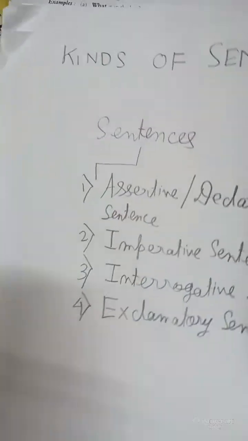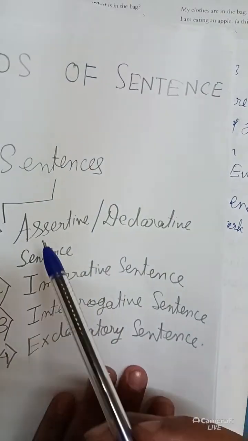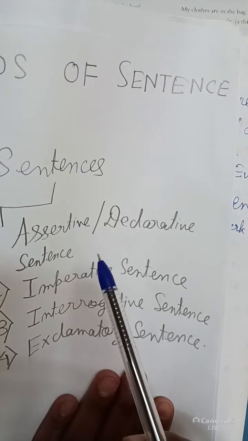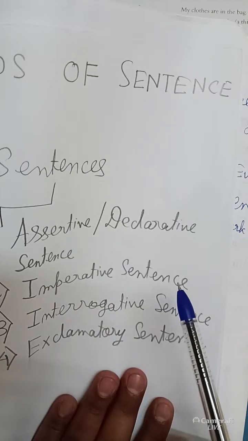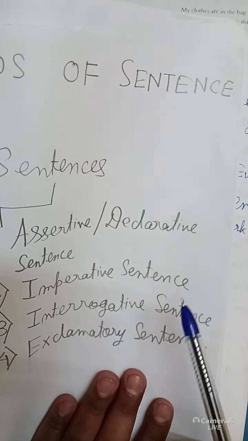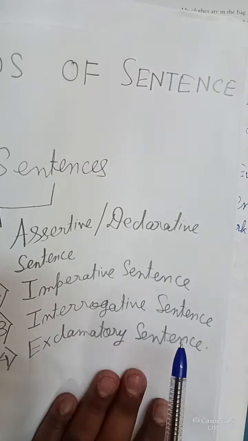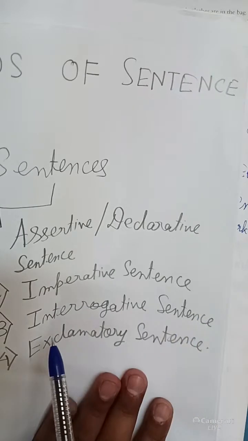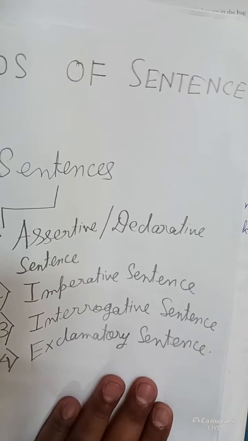So in today's class we have learnt about the four types of sentences: assertive or declarative sentences, which have two parts, affirmative or positive and negative; then imperative sentences, which are used for requests and commands; interrogative sentences, which are used to ask questions and are of two types, WH and yes-no questions; and exclamatory sentences, which are used to express our strong feelings and end with an exclamation mark.